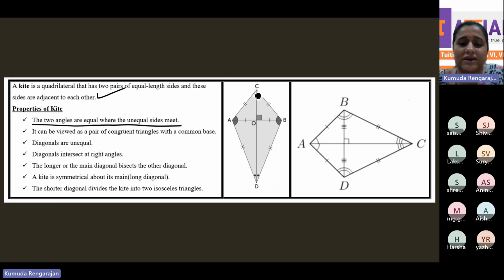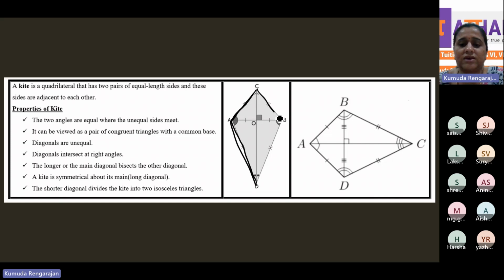Now, where do the unequal sides meet? This one and this one. These two are the unequal sides. Unequal meaning not equal sides. These two sides are not equal. Which side? This side and this side. Not equal. In this figure, this one is shorter than this.